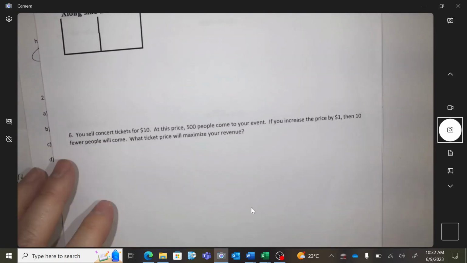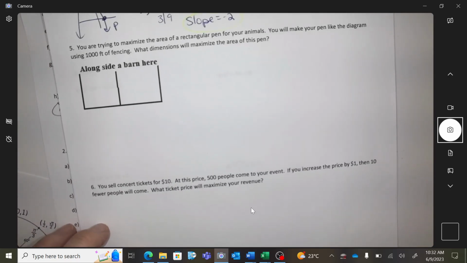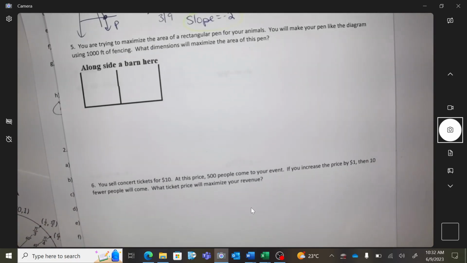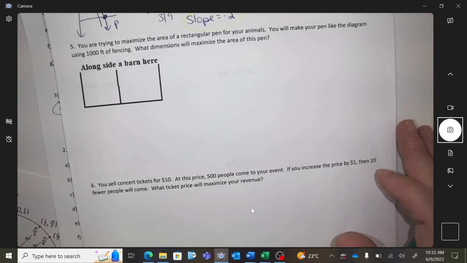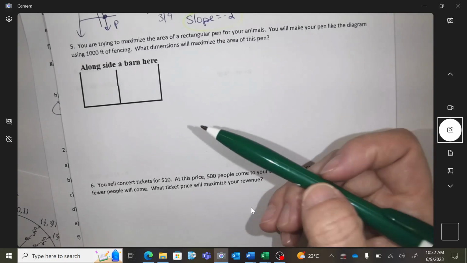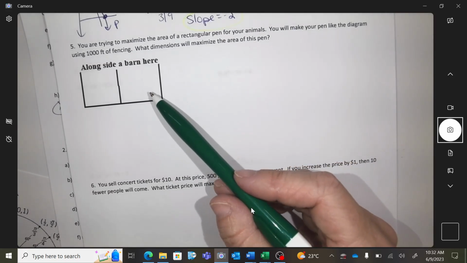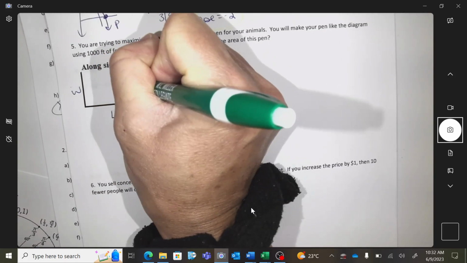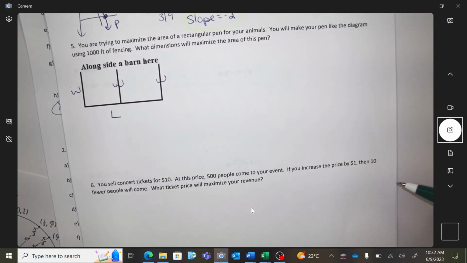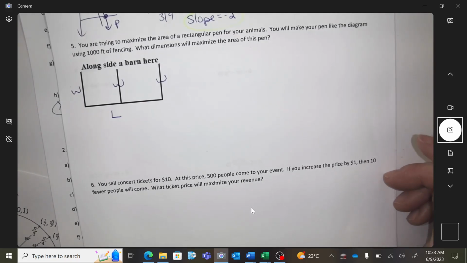Okay, on your exam, one of these two questions is on there. So either the barn or the revenue. You're trying to maximize the area of this pen. So we're going to put some L's and W's on there, and we want 1,000 feet of fencing. And then we're going to try to get a max area out of it.